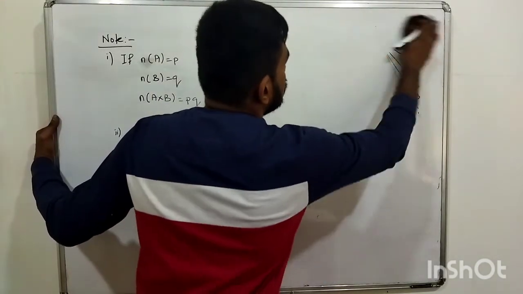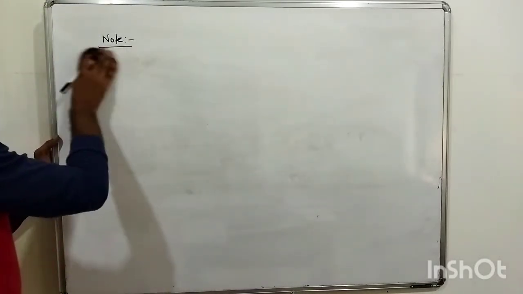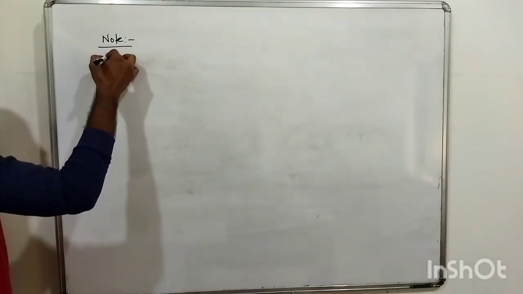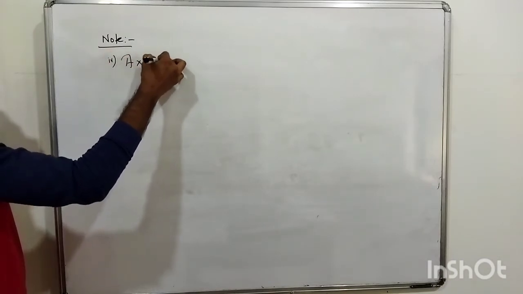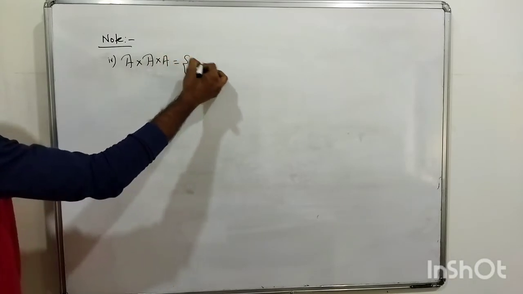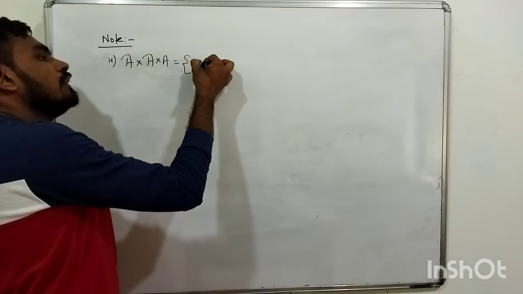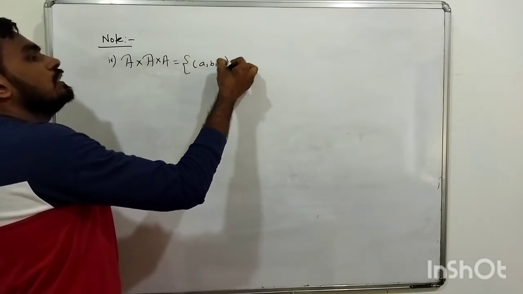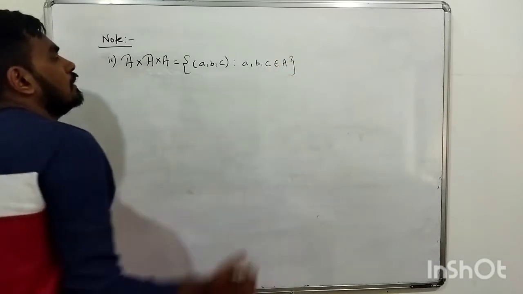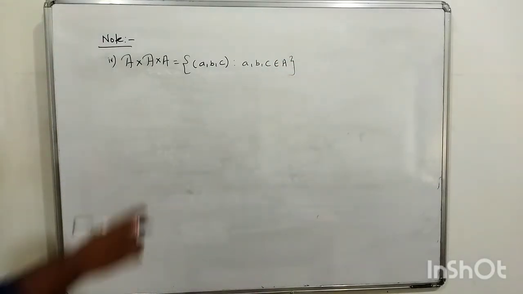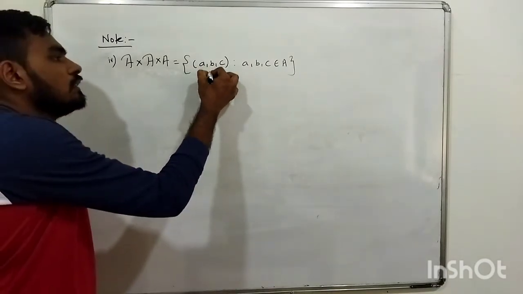Third one, okay, fourth one. If we take the cross product of three sets together, for example A cross A cross A, then the cross product will be the set of (a, b, c) such that a, b, c all belong to A. If you have three sets like this together, then we say this is an ordered triplet.